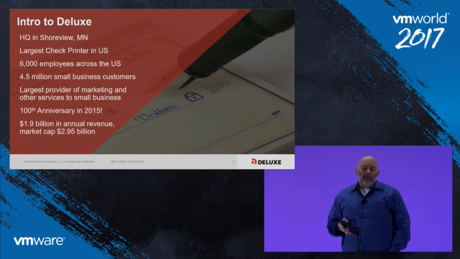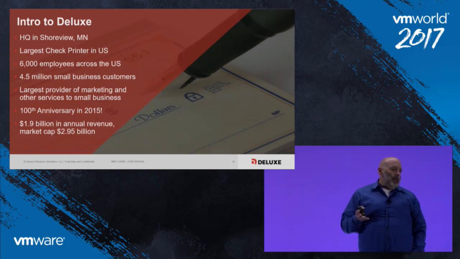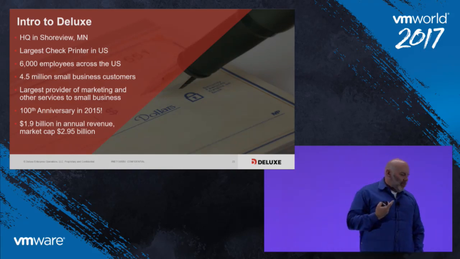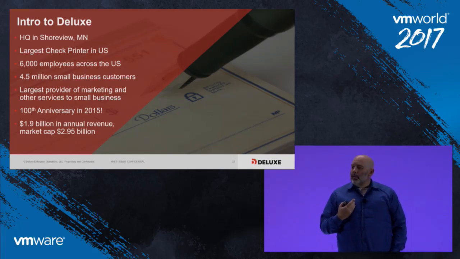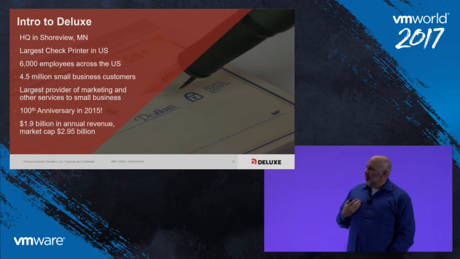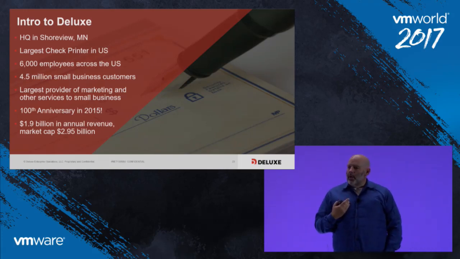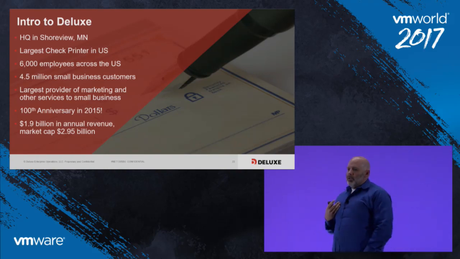printer in the country. I don't know about you, but I remember when I got my first checking account when I was 16, and I went and opened it up, and 2 days later, here came my red and black box of Deluxe checks, and I thought to myself, oh, I'm rich now.